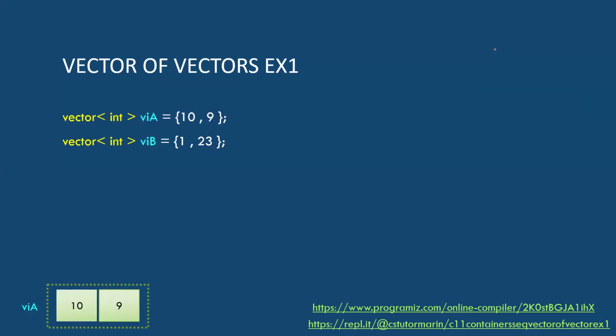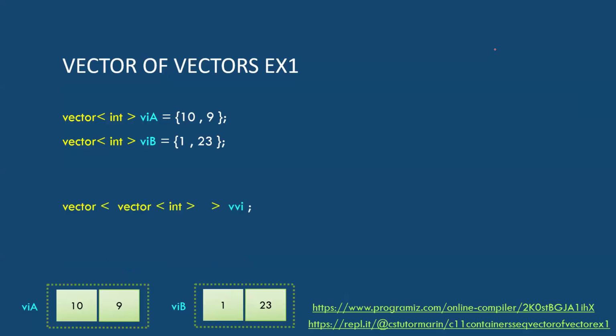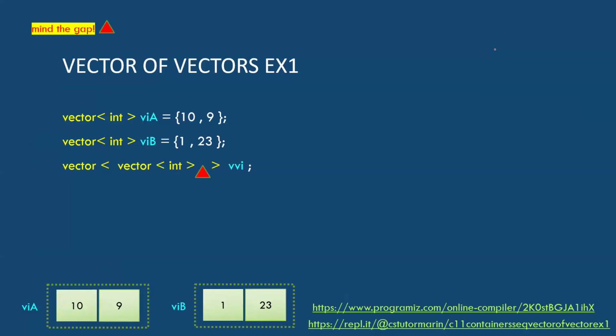So here's a couple other things. So let's look at this code. Here's two vectors, vector of integer a, vector of integer b. Okay, so then we've got this row, an empty row of integer vectors.